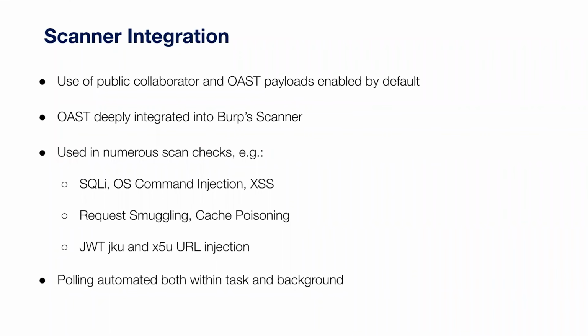So obviously the scanner takes care of many details for you. And one of these is the polling associated with the Collaborator use. So both within individual scan checks and then at key points within the scan itself, the scanner will poll the Collaborator, retrieve any interactions relating to its own payloads, and then report the relevant issues.